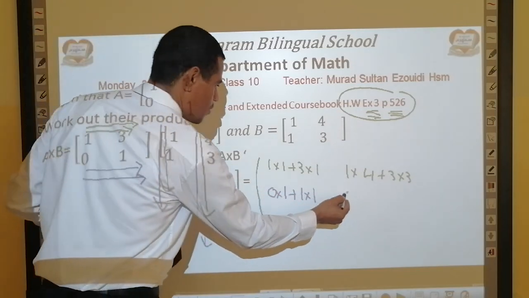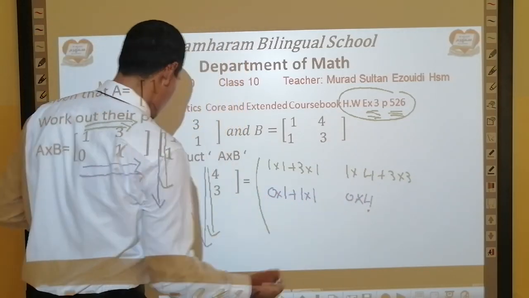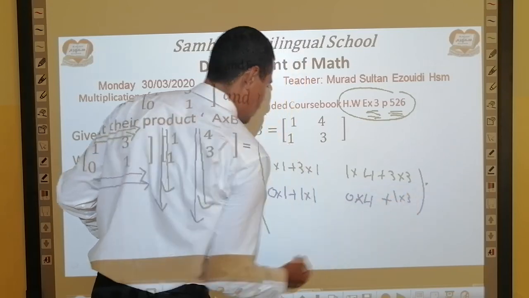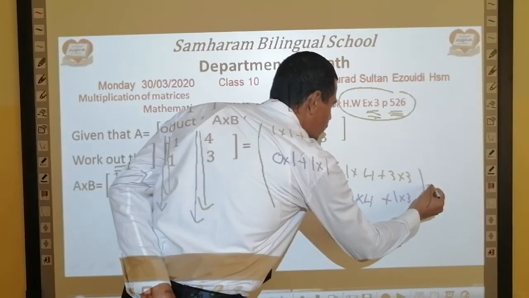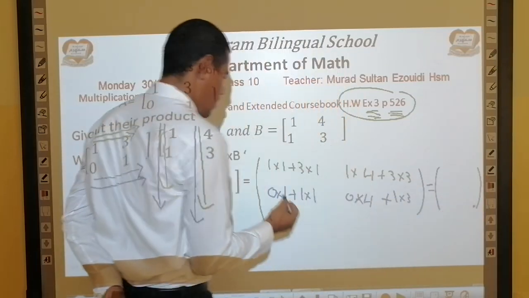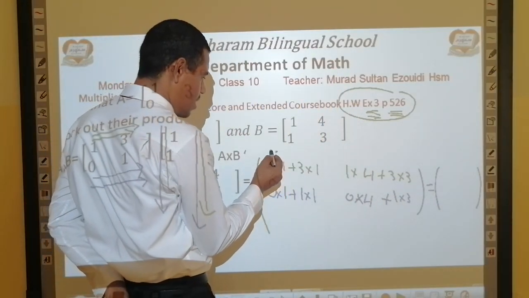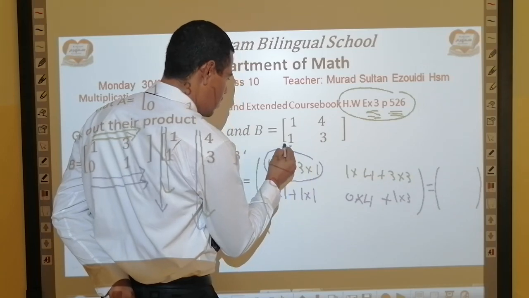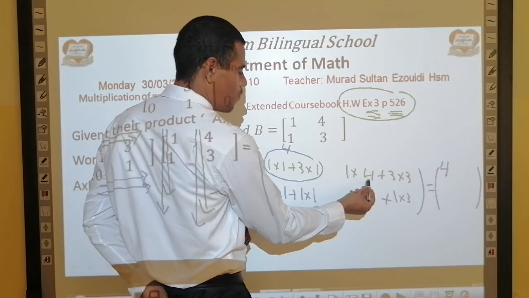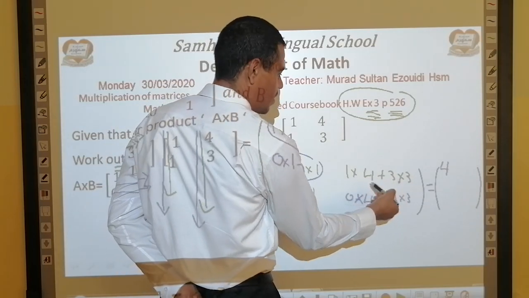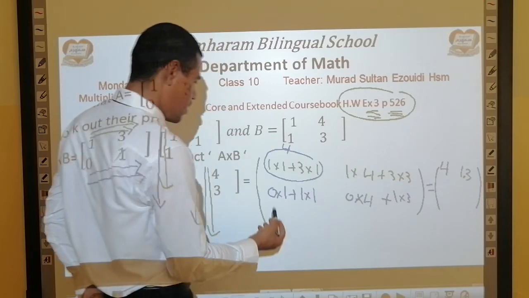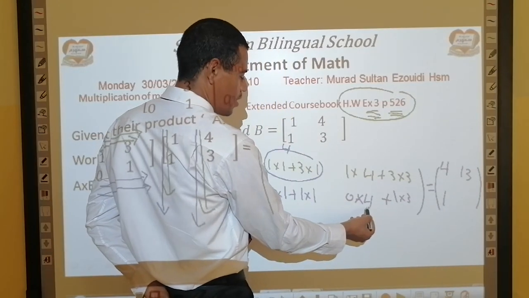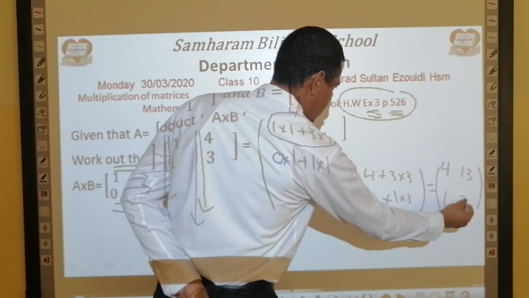0 multiplied by 4, then 1 multiplied by 3. Okay, I will write it. It will be equal to. Now I can calculate, my kids. 1 multiplied by 1 is 1, plus 3 multiplied by 1 is 3, this is 4. Then 1 by 4 is 4, 3 by 4 is 12, plus 4 is 13. Then 0 by 1 is 0, plus 1 by 1 is 1, so 1. 0 plus 4 is 4, 1 plus 3 is 3. This is the last answer we get.